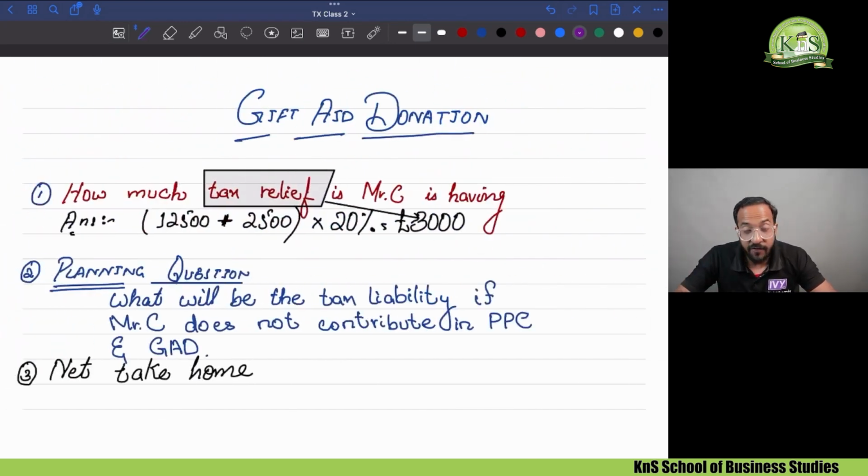How much tax relief is Mr. C having? 20% of the gross amount. Tax planning question, that if we contribute and if we don't contribute, what is the tax saving? The last one may be a part of tax planning, what is the net take home benefit. In this you will just focus on the inflow and outflow of the cash.